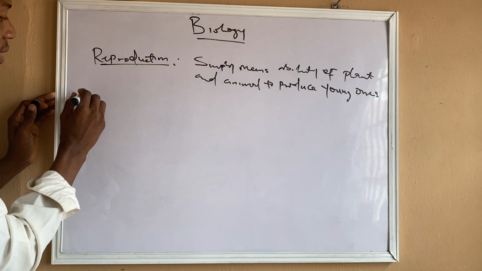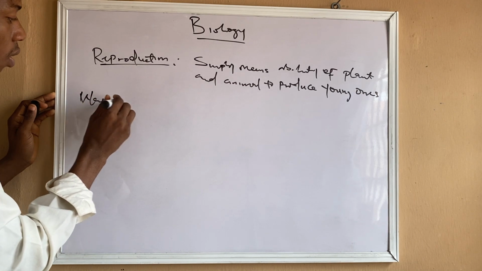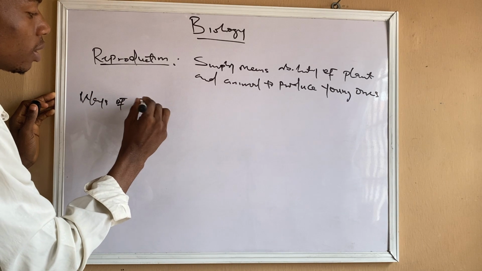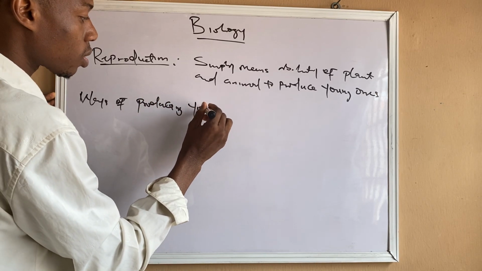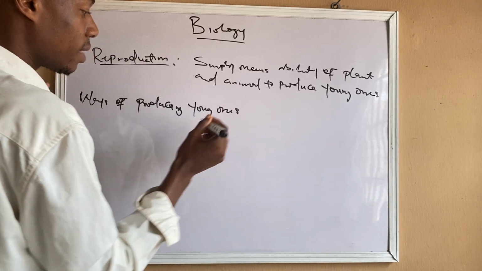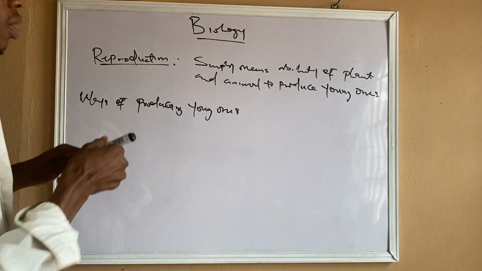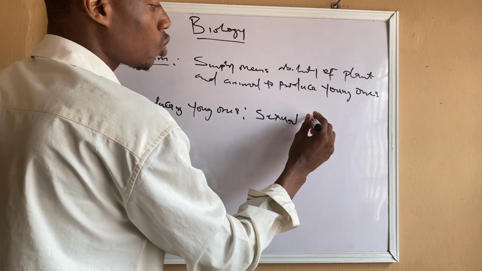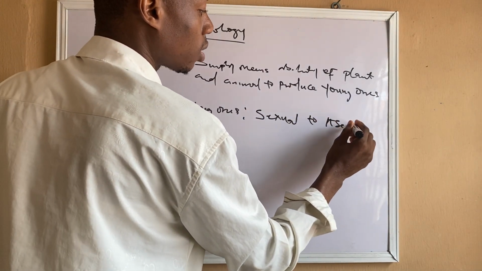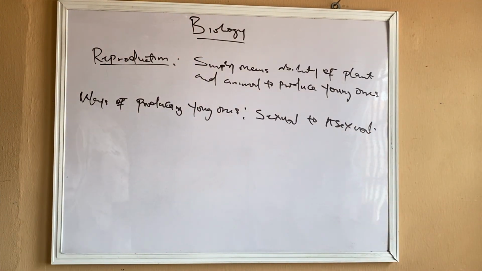They have the ways of producing young ones. Yes, they have ways of producing young ones, from sexual to asexual. Yes, from sexual to asexual.